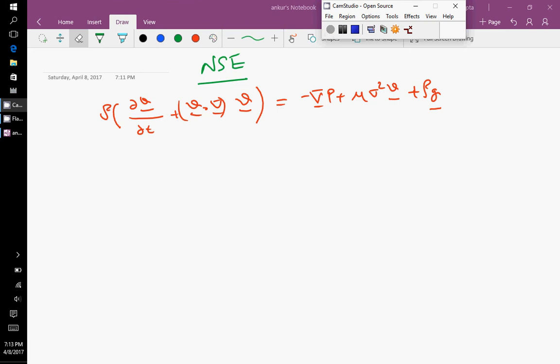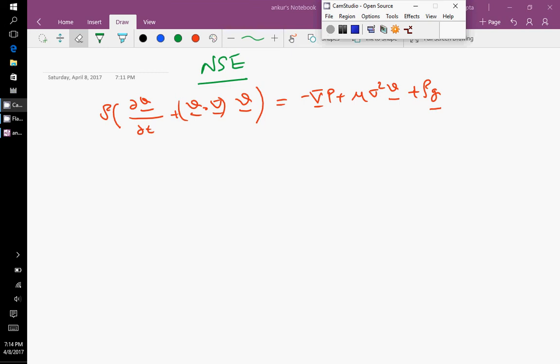Hi everyone. So in this video we will be going into a little bit more detail about the shear stress tensor and we'll be doing a derivation to prove that it is symmetric. But before I go, let us just quickly recap the Navier-Stokes equation.